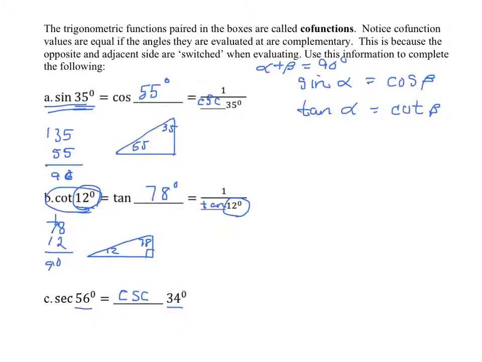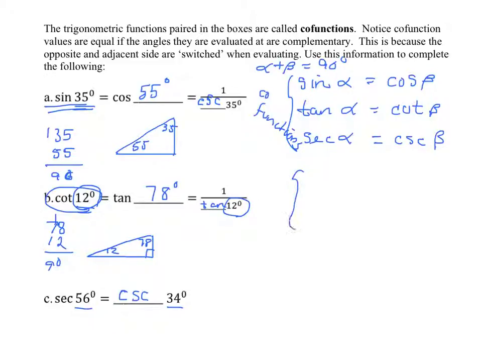The tangent of alpha will equal the cotangent of beta, provided alpha plus beta is equal to 90 degrees. And then the secant of alpha will equal the cosecant of beta, provided alpha plus beta is equal to 90 degrees. Is this exciting? And then the reciprocals, so these are the cofunctions. I'm just trying to get it so that you have this. I would totally write this down.